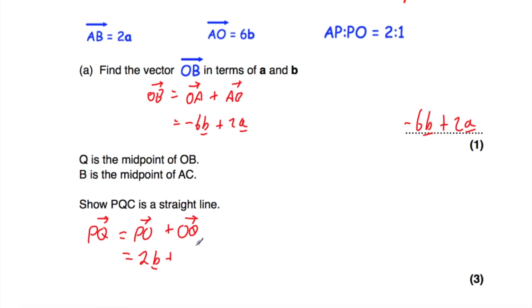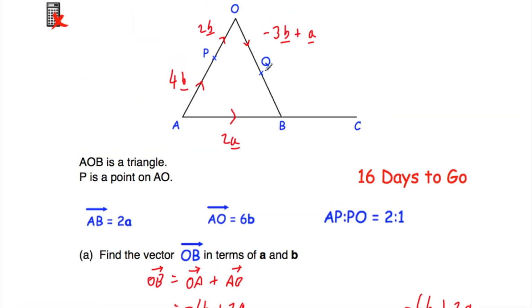So minus 3B, so minus 3B plus A. So 2B plus minus 3B, well, that's just going to be minus B, and then we've got plus A. So the vector PQ is minus B plus A. Now let's find the vector QC, because if we can find that this is parallel to PQ and they both pass through Q, then there's a straight line.